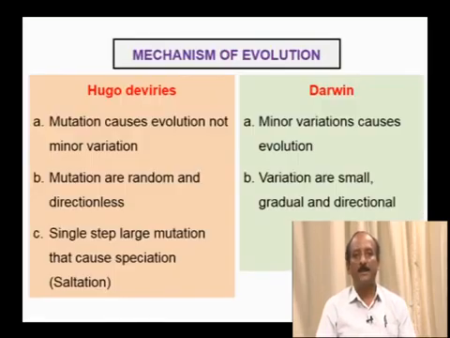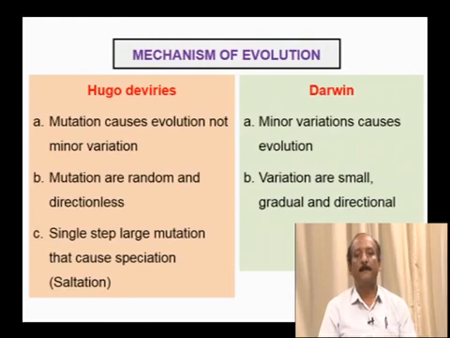Coming to the mechanism of evolution. To explain the mechanism of evolution, Hugo de Vries proposed a mutation theory. According to Hugo de Vries, mutation causes evolution, and minor variations. But according to Darwin, minor variations cause evolution.